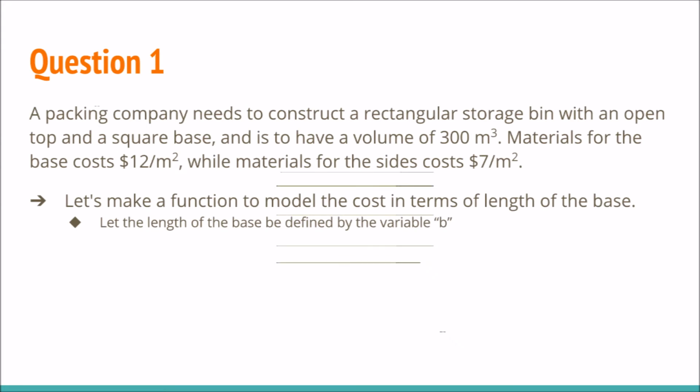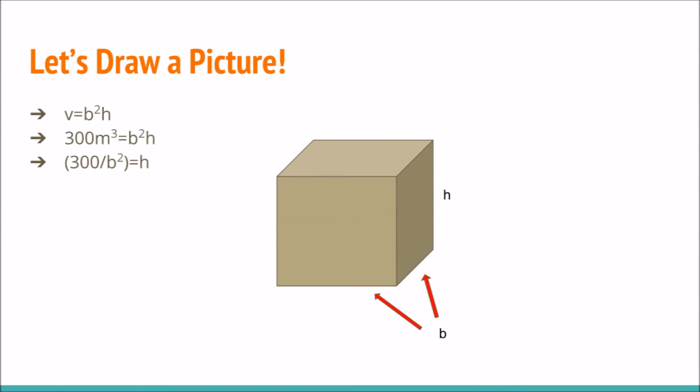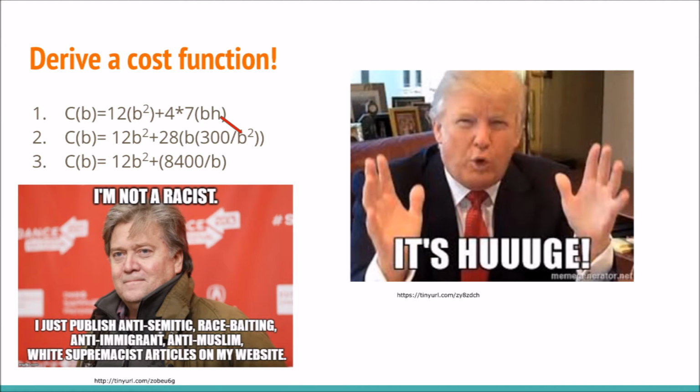Okay, we should start by drawing our storage unit. After that, we should include the volume formula, and because the base is square, we can use b squared, and multiply b squared by the height, setting that equal to the original volume of 300 meters cubed. Next, we need to make a cost function, which would be $12 times the base plus $7 times the sides.